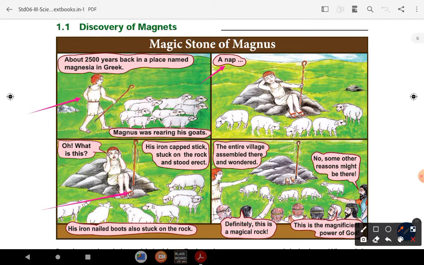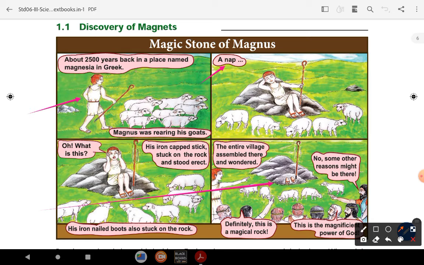His boots also had iron nails underneath. That also stuck on the rock. So then what did he do? He ran to the village, called all the people, and the entire village assembled there and wondered. Everyone saw this. Did you see?